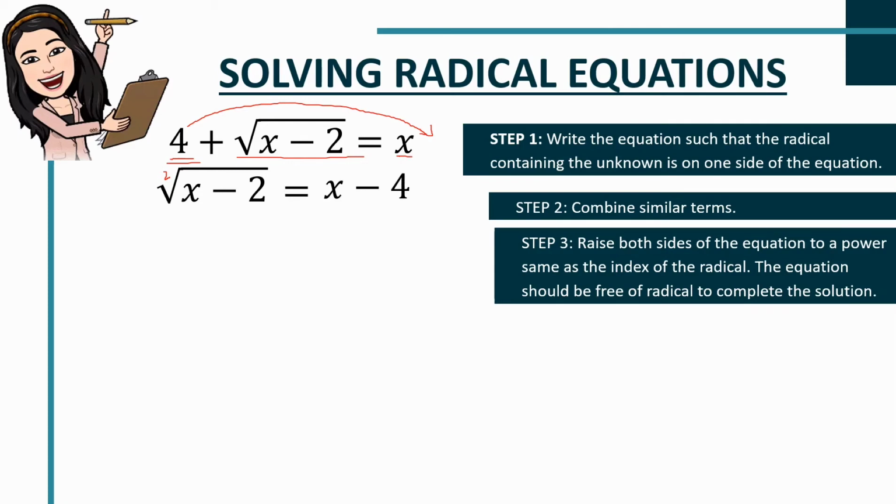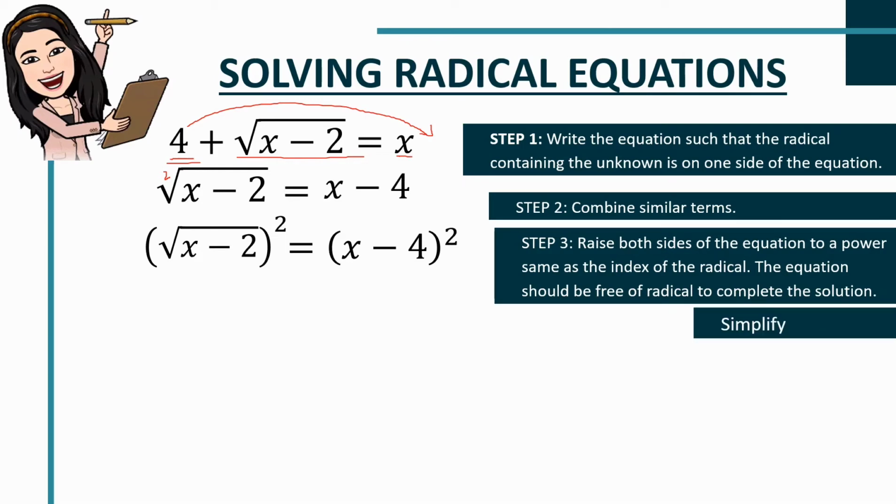So, itong square root of x minus 2 will be raised to the power of 2. At itong x minus 4, kapag ni-raise po natin yan, hindi po yan x squared minus 4 squared. Hindi po. Dapat po yung buong binomial na x minus 4 ay i-raise natin to the power of 2. And that will become x minus 4 raised to the power of 2. Maliwanag po.